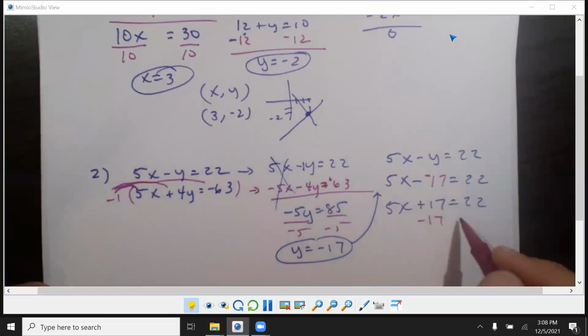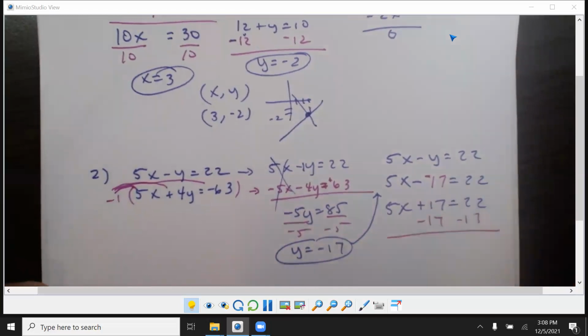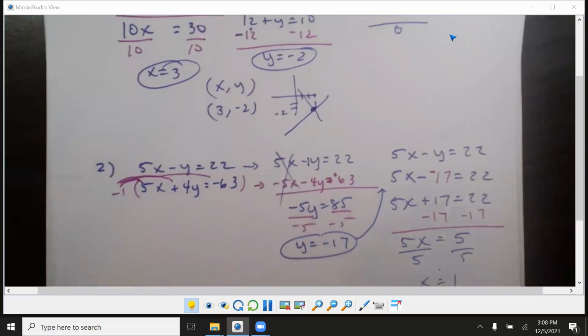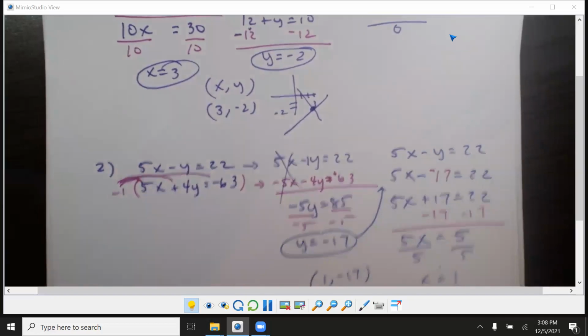Subtract 17 from both sides. And if I divide both sides by 5, it looks like x is going to equal 1. So my ordered pair is 1 and negative 17. That's where it's going to intersect.